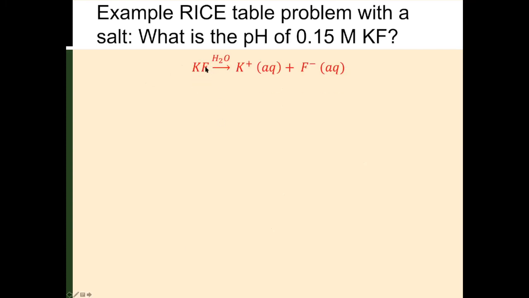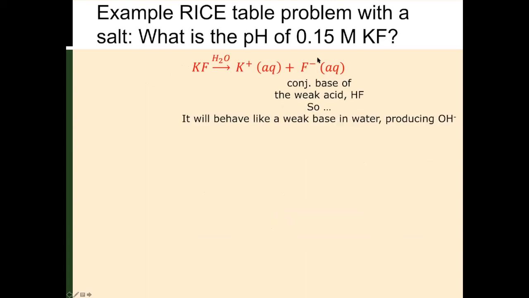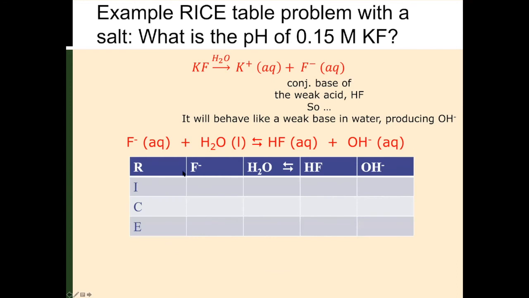Okay, so again, the potassium fluoride, when it dissolves, breaks apart into potassium ions and the fluoride ion. I recognize that the fluoride ion is a conjugate base of a weak acid, so it will behave like a weak base when it's dissolved in water, and therefore I need a reaction that's going to produce some hydroxide ion. So there's the reaction. The fluoride ion acts as a base. When it finds water molecules, it rips off H plus, becomes HF, and then also as a byproduct gives me hydroxide ion. So that is also the reaction that I work with in my table.